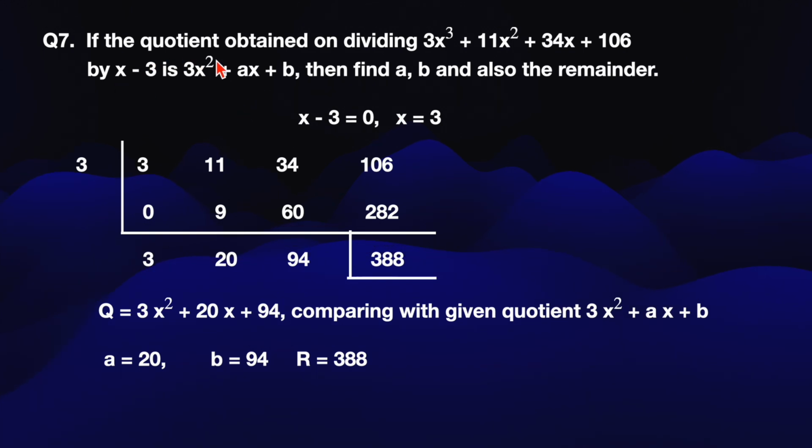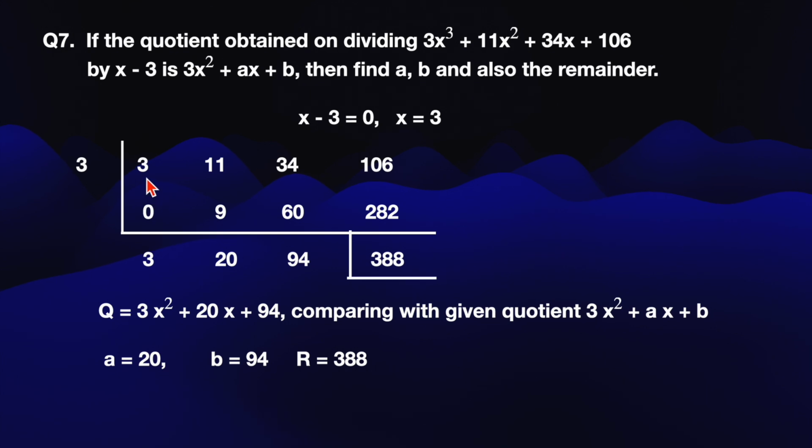Question 7. If the quotient obtained on dividing 3x cubed plus 11x squared plus 34x plus 106 by x minus 3 is this polynomial 3x squared plus ax plus b, then find the values of a and b and also the remainder. So let's write down these coefficients 3, 11, 34 and 106, and we are going to divide by x minus 3. So x minus 3 is equal to 0, x is equal to 3, write it here.